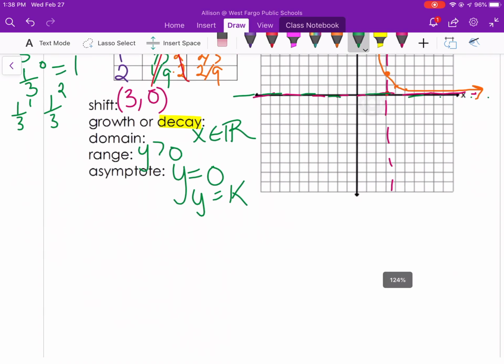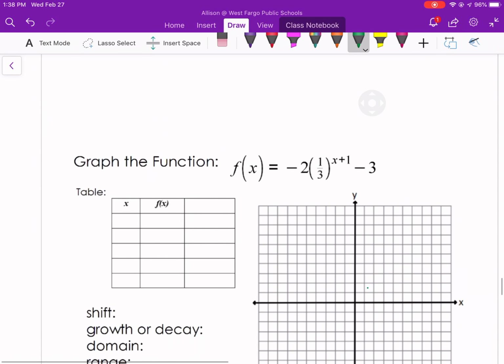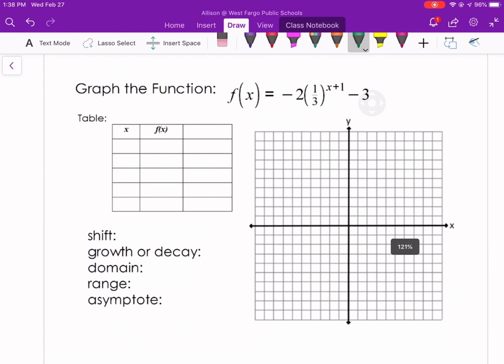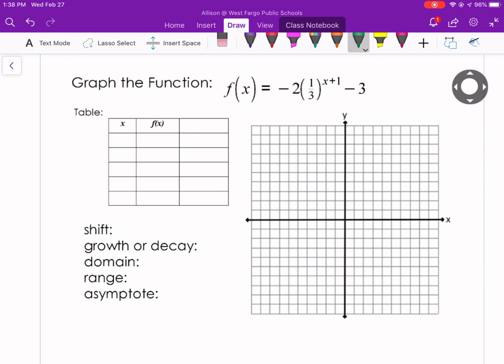All right, I think I have one more example that I want to show in this video at least. This one has everything. So it has an h, it has a k, and it has a negative a value, so you'll see a reflection. Okay, so first thing, since it's a 1/3 again, we have decay instead of growth because it's less than 1. We have an a value, so it's going to be -2 times whatever we get in that third column. The x's I'm going to pick are going to be -2, -1, 0, 1, 2.